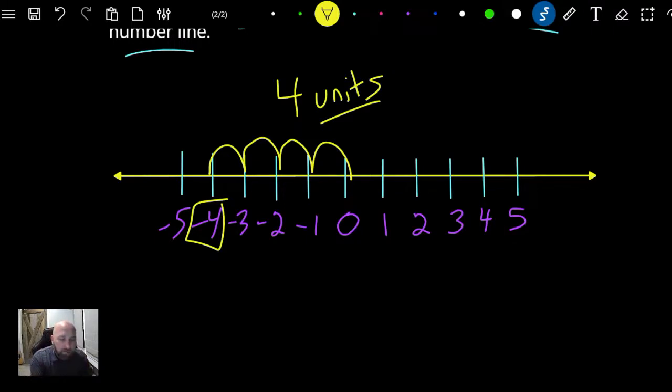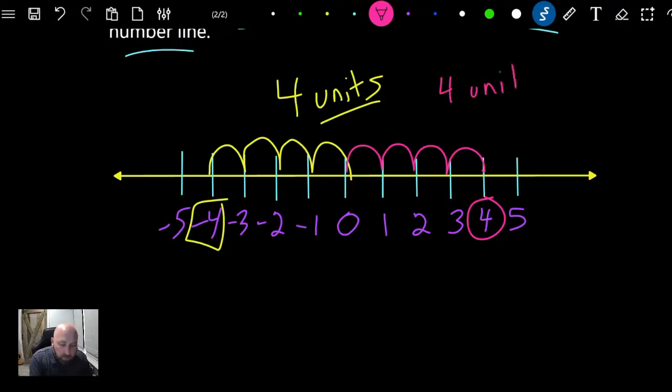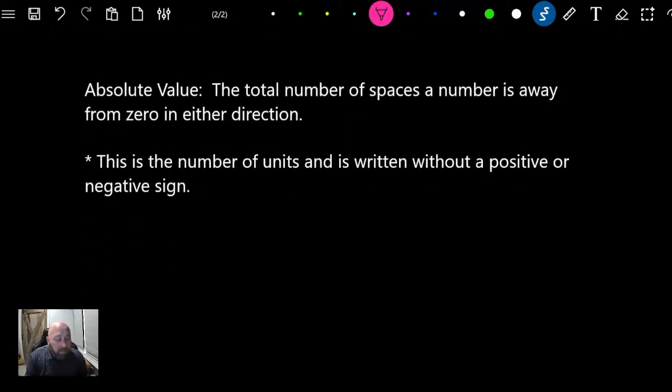Okay, now let's go over here and let's look at the number +4. How many units is it away from 0? So 1, 2, 3, 4. It is also 4 units away from 0. So in other words, -4 and +4 have the same what's called absolute value. They are both 4 units, okay?